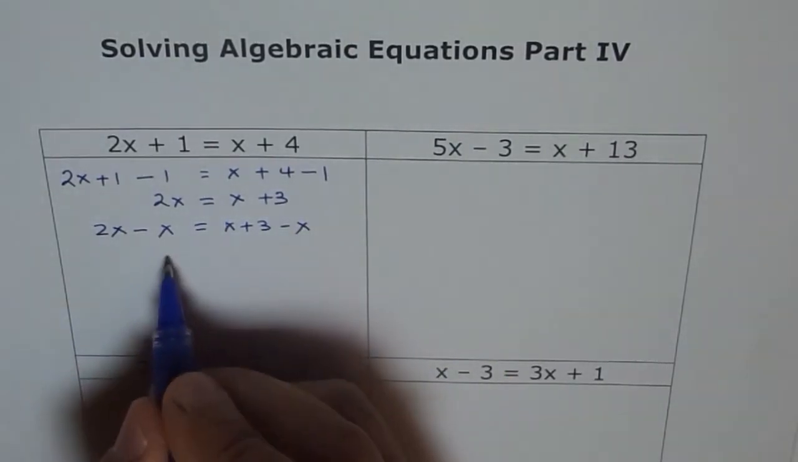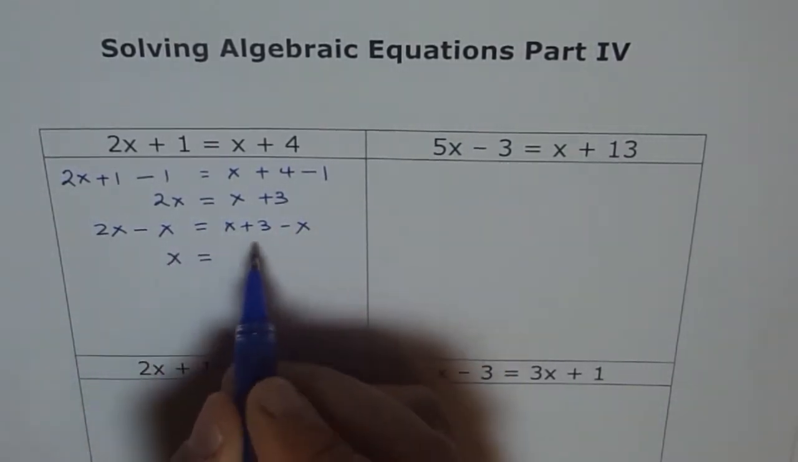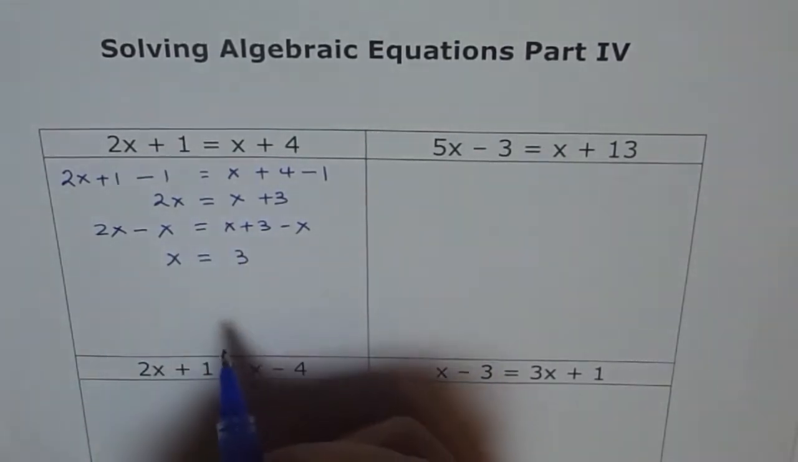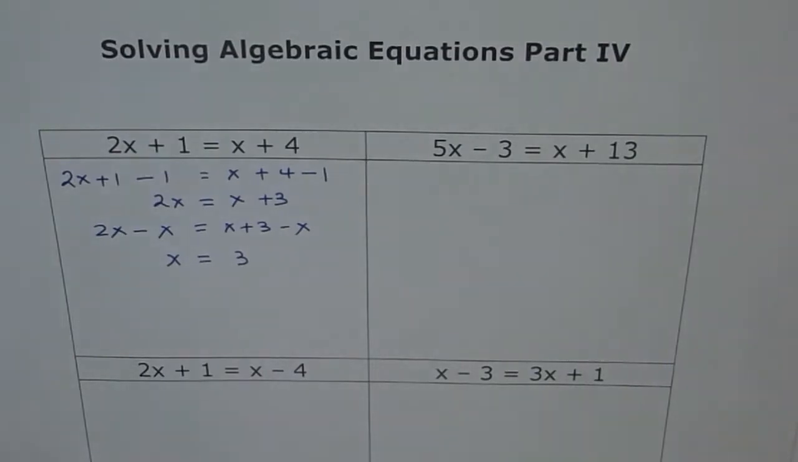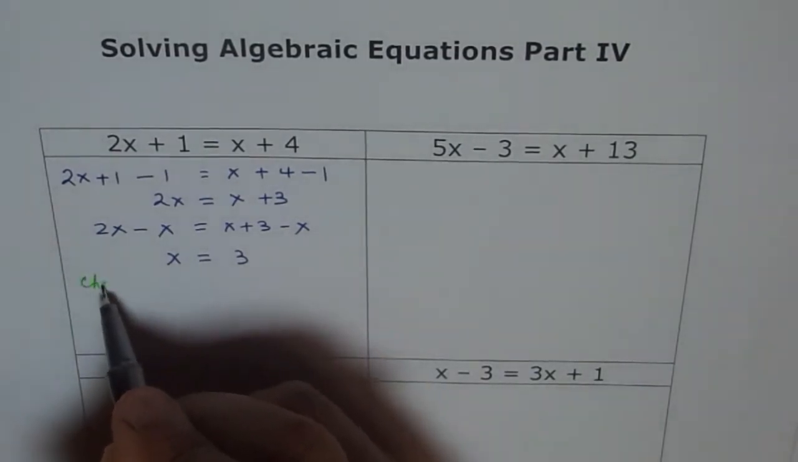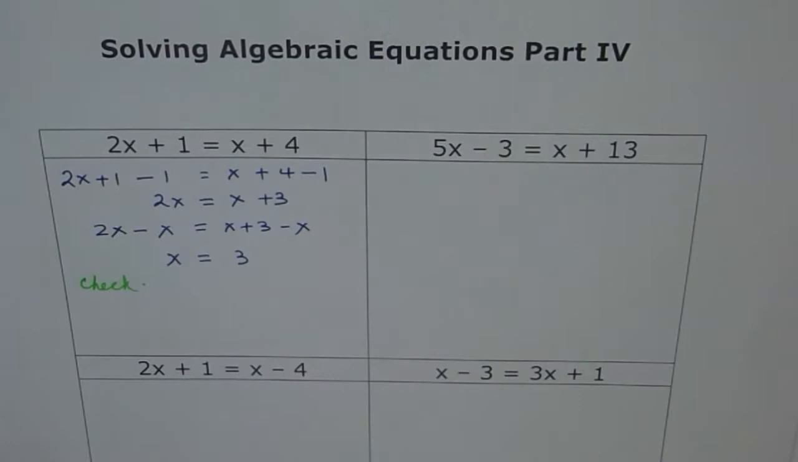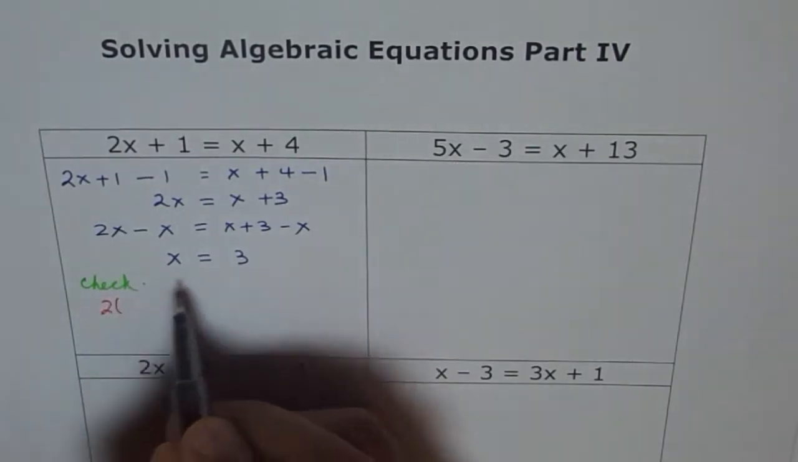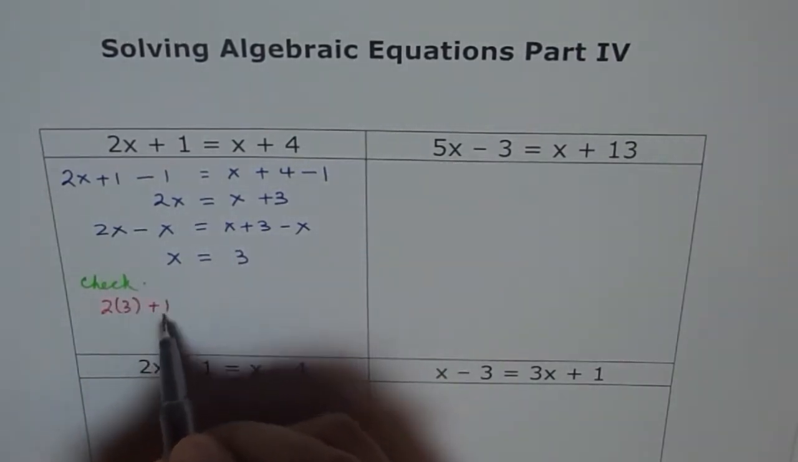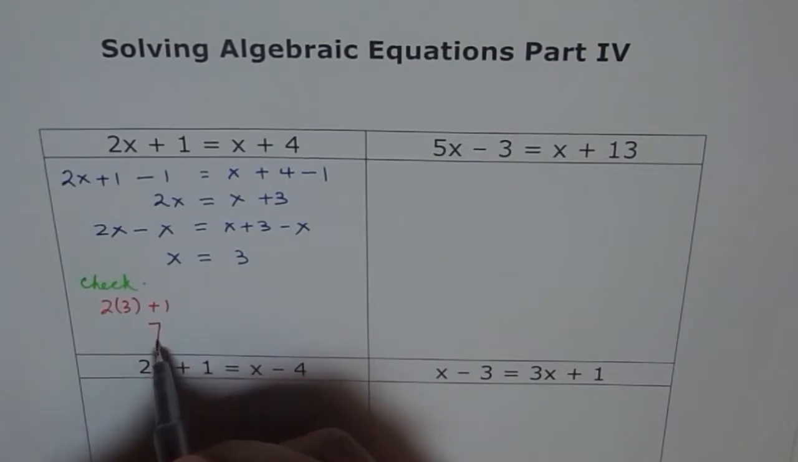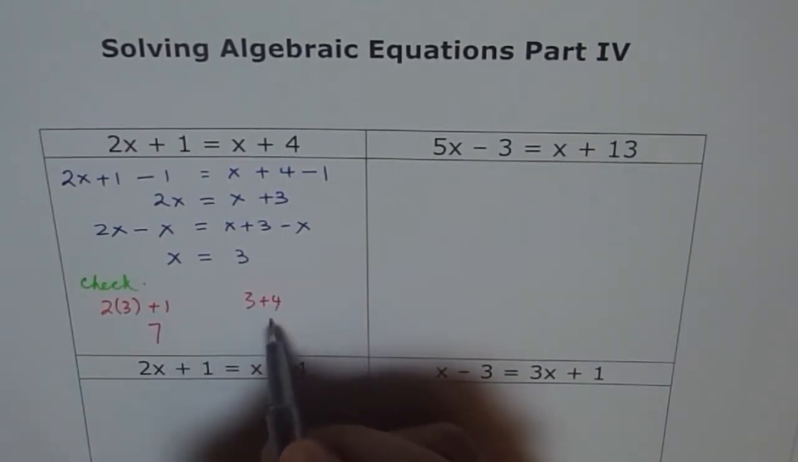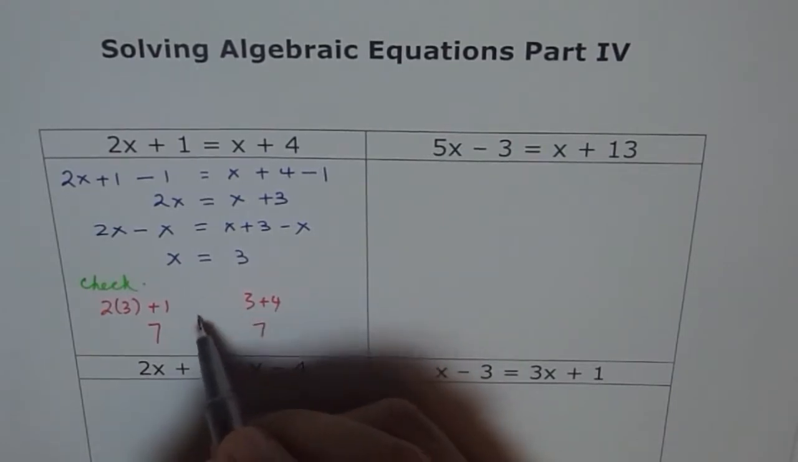Now what is 2x minus x? It is x. So x equals, x minus x is 0, we are left with 3 on the right side. So x equals 3. That is our answer, right? Now let's check it. How will you check it? Let's put 3 in for x on the left side. So we have 2 times 3 for 2x plus 1. 2 times 3 is 6. 6 plus 1 is 7. And on the right side, x is 3, plus 4, which is 7. Yes, they are equal. So correct.